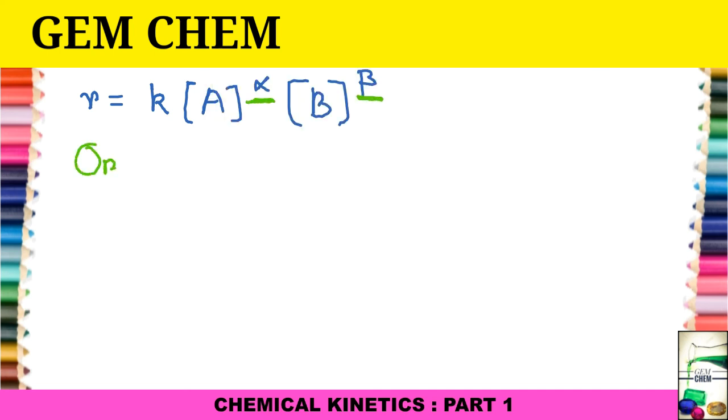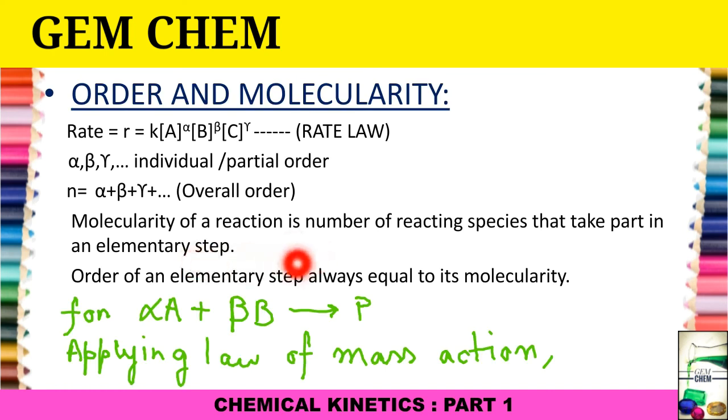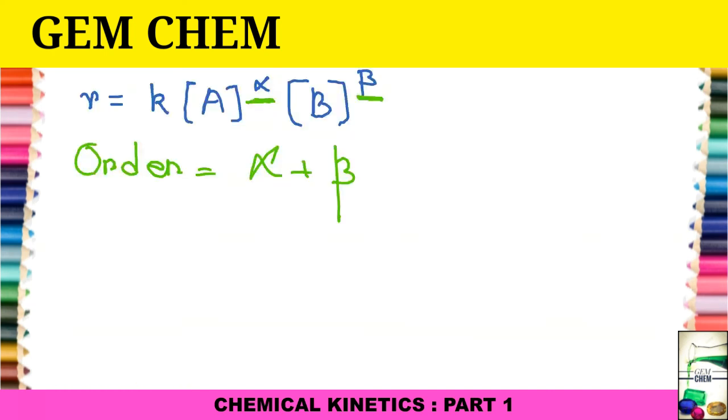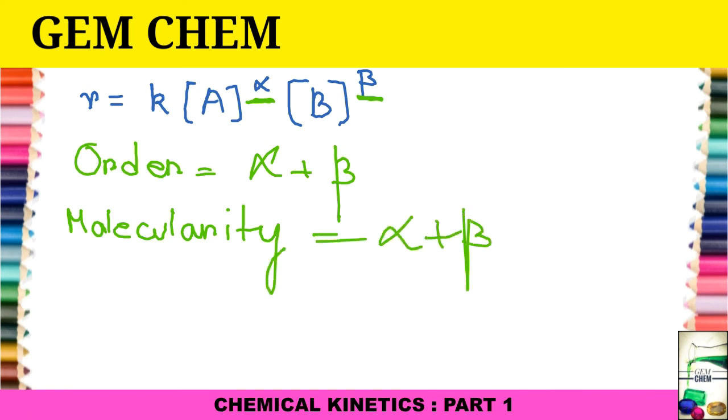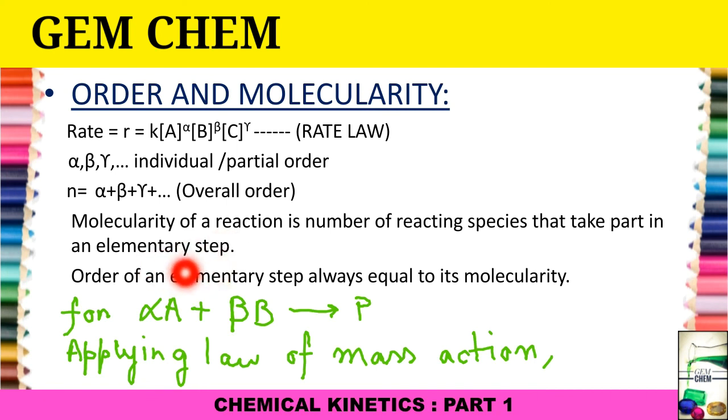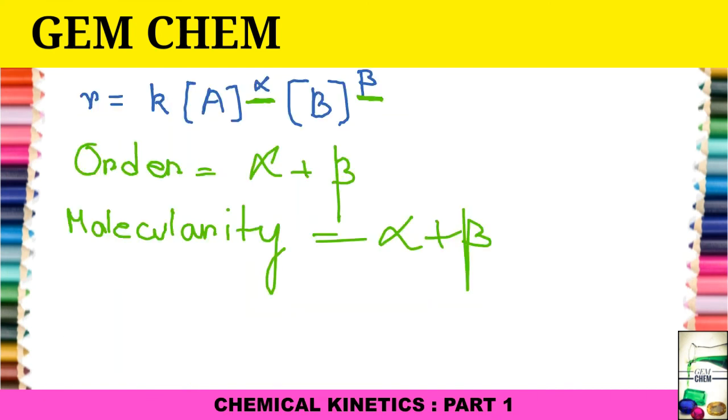Now the order, from here we can write alpha plus beta, and since the reaction is taking place in one step, the molecularity will also be alpha plus beta. Why? Because here alpha number of A's are reacting with beta number of B's. So ultimately we can see from here that these two are equal, and this proves that the order of an elementary step always equals its molecularity, right?